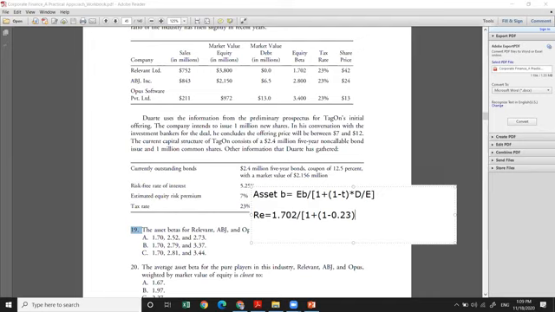And the debt equity ratio, are we given any debt equity ratio here? It says 0 debt, okay? It says 0 debt, which means times 0. It's just straightforward, okay? We just substitute the numbers and we get what we have here. And if you calculate, you should get 1.702.